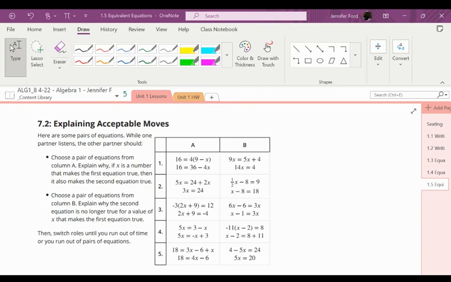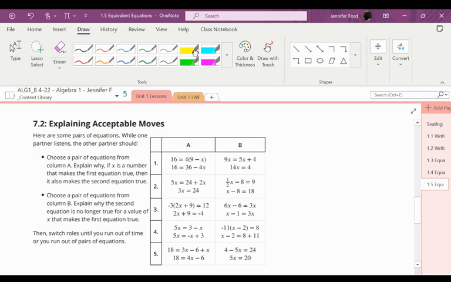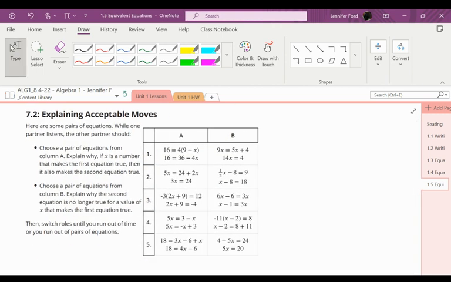Hi. So this one is a little... Everything in column A is totally fine. Everything in column B is not okay. So what I want to do here, I think I'm going to spend my time in this video just explaining why the moves in column B don't work.